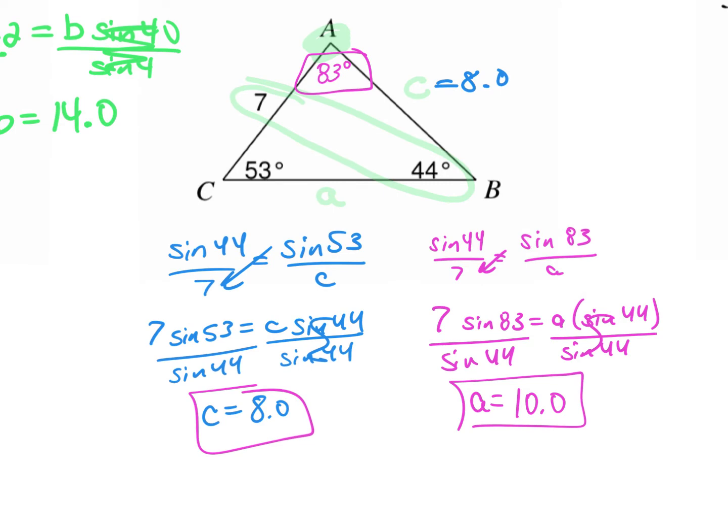Yes, ma'am? If you already know the two degrees at the bottom, why couldn't you start with A? You could. B? You could. Okay. I just always go with whatever is given. But yeah, that's fine. Okay. Yeah, there's 100 different ways you can do this. Like this one.